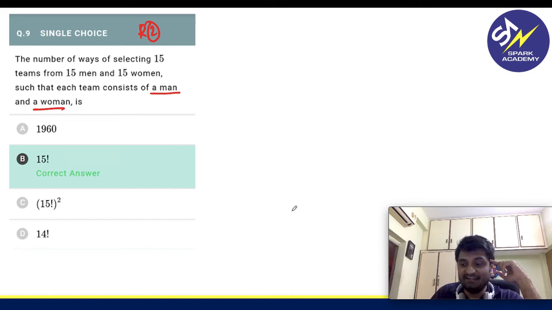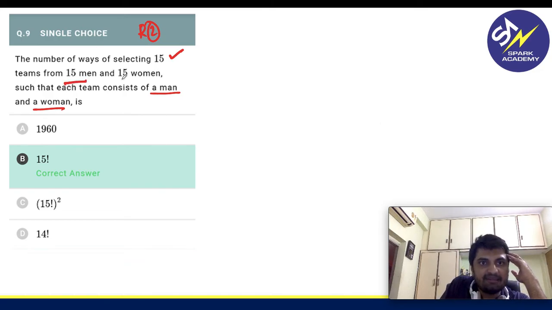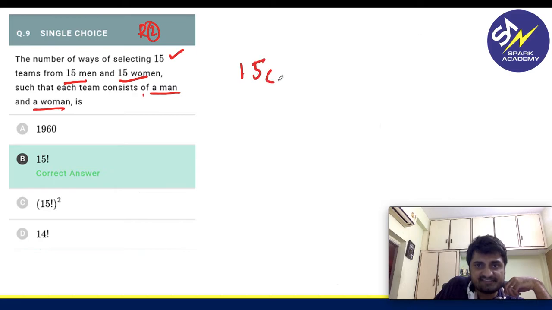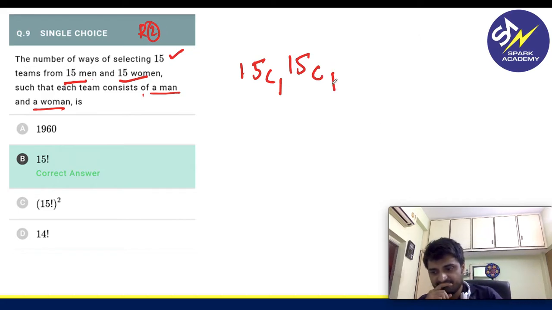Now look at this very interesting question. The ninth question of your NTA Abhyas paper mock test 1. Now can you tell me, guys, the number of ways in which selecting 15 teams from 15 men and 15 women such that each team consists of a man and a woman. So how can you select the first team, guys? Any one, right? So I can say 15C1, one woman, one man, right? Into 15C1, correct?